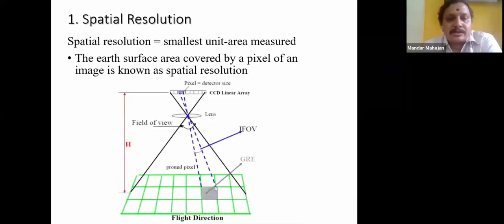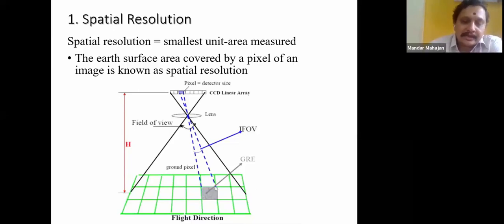Okay, spatial resolution basically means the smallest unit area measured. So you can see here, this is the sensor which is mounted on an aircraft or a satellite. When it takes the picture of the ground, this is the element or area, and this pixel size will depend upon at what altitude the aircraft or satellite is. And the second thing is the IFOV, that is the instantaneous field of view.